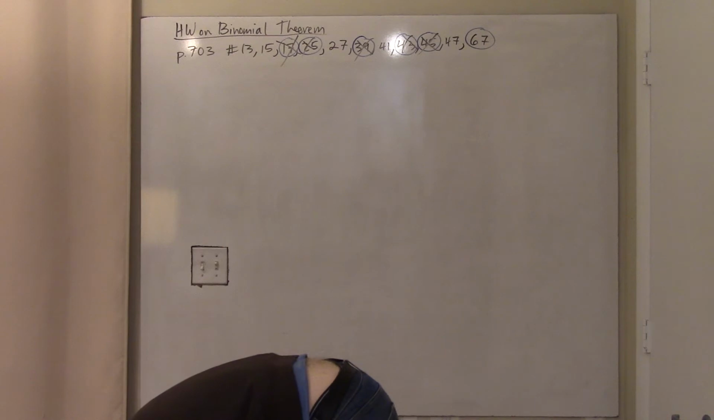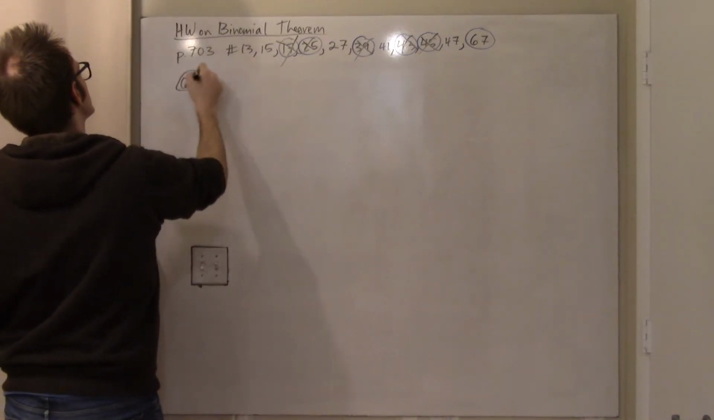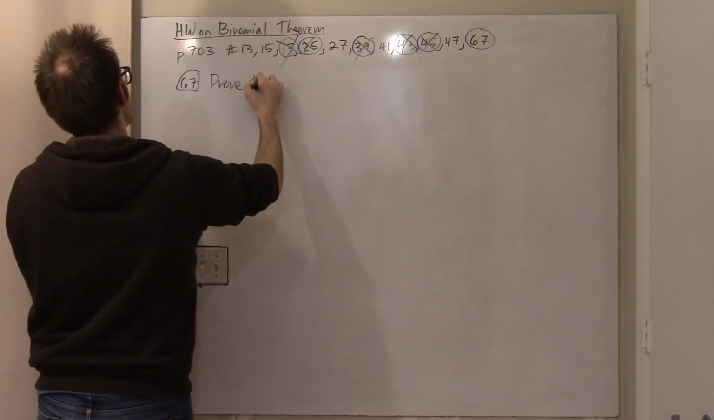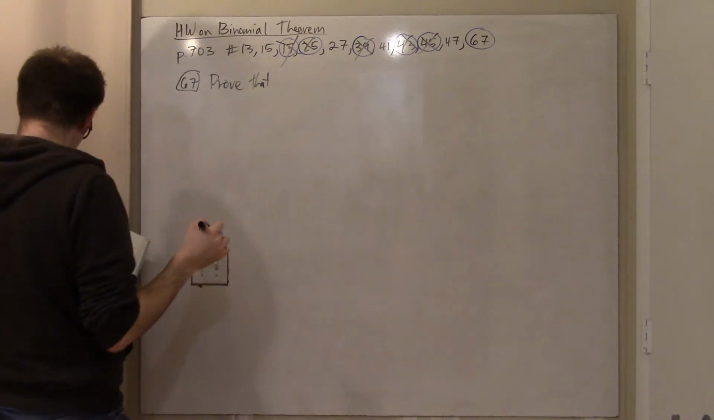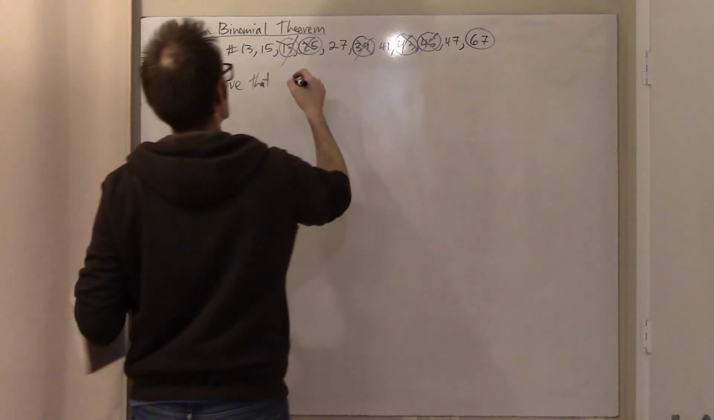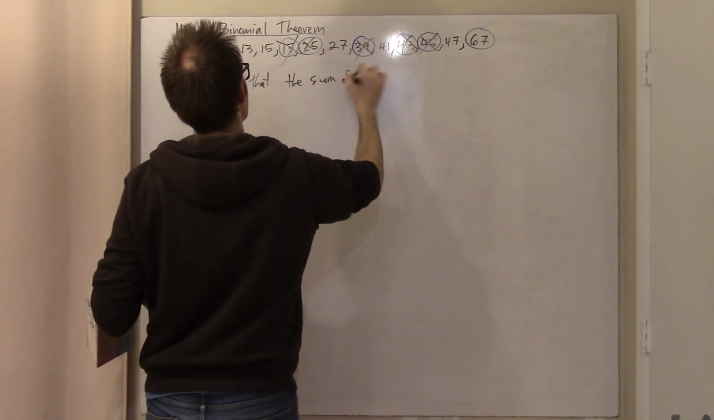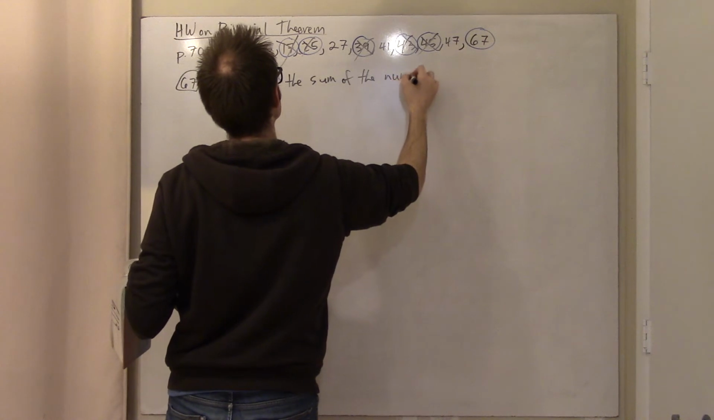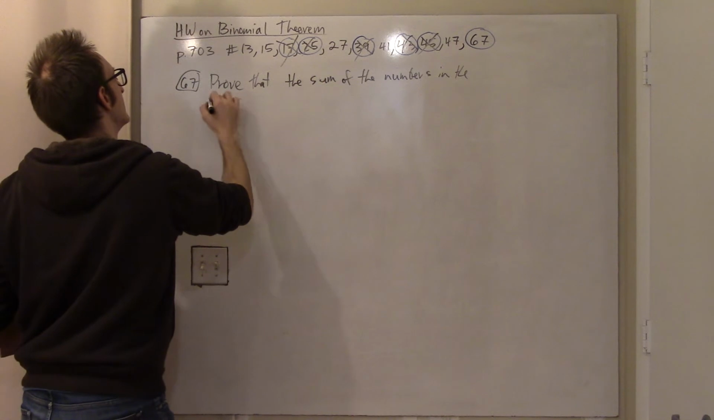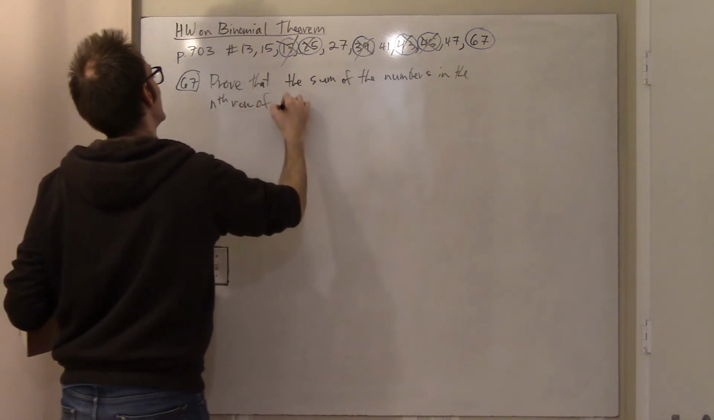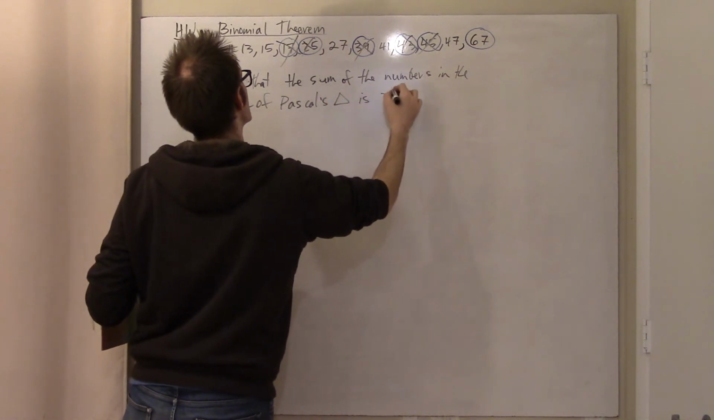What does the exact problem say? It says, this is number 67, prove that the sum of the numbers in the nth row of Pascal's triangle is 2 to the n.